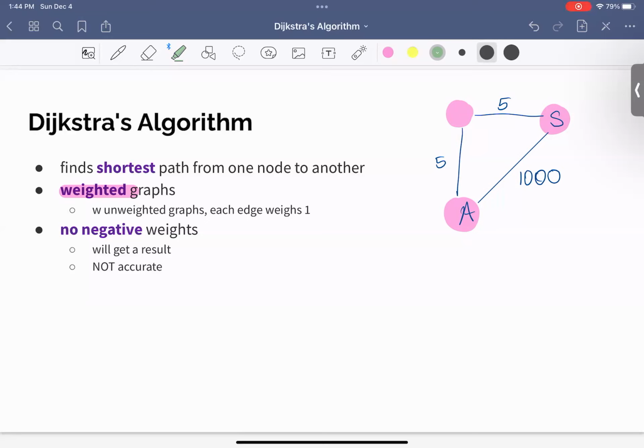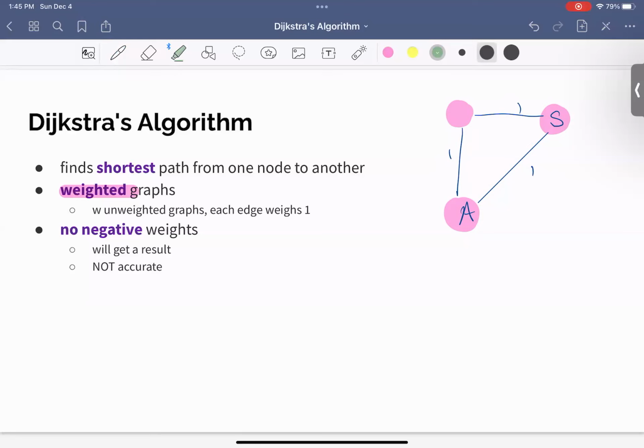Dijkstra's, on the other hand, is made to find the shortest path with weighted graphs. It's important to note that it can also find the shortest path in unweighted graphs. It will just consider everything as a weight of 1.